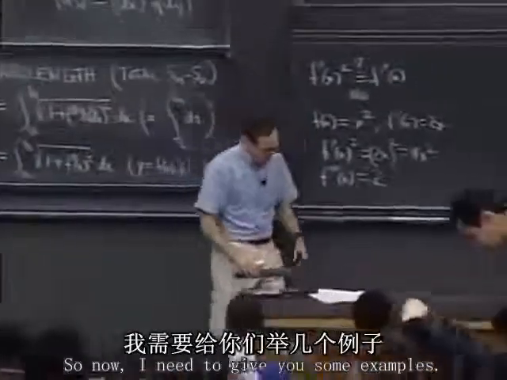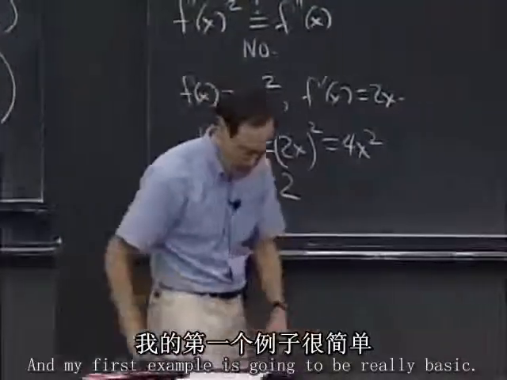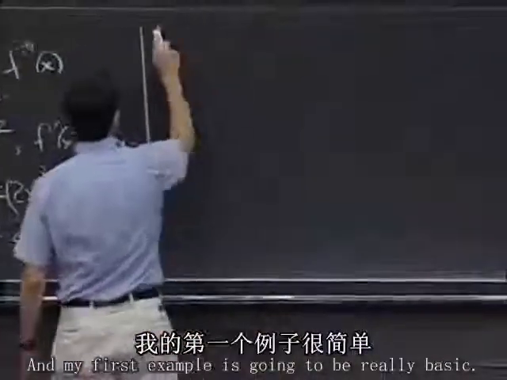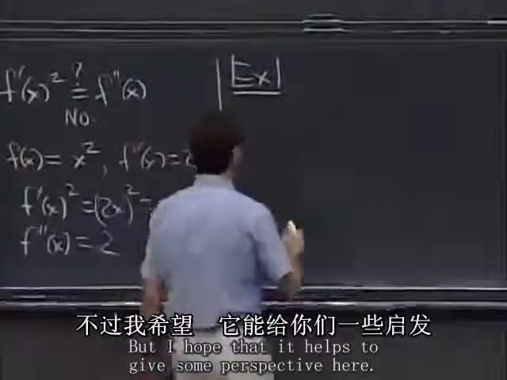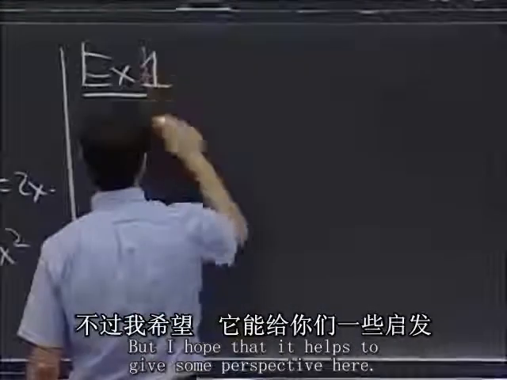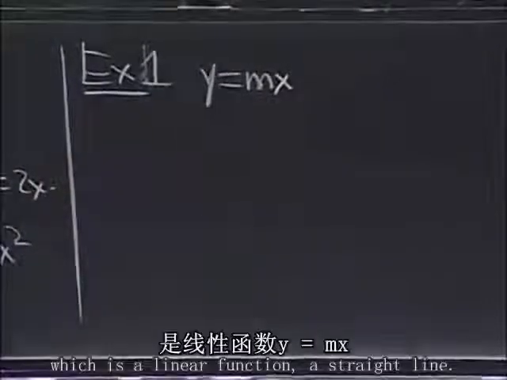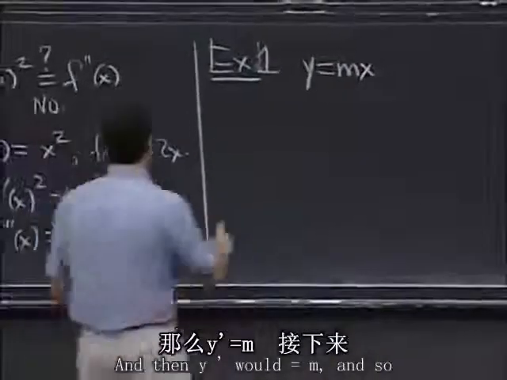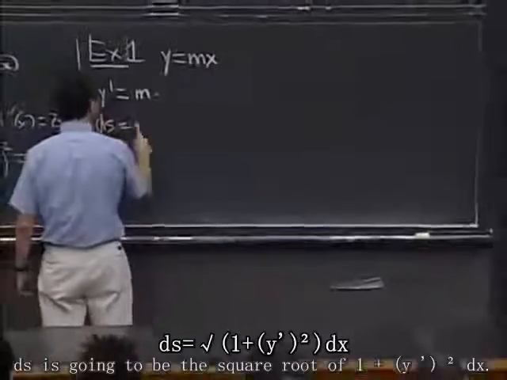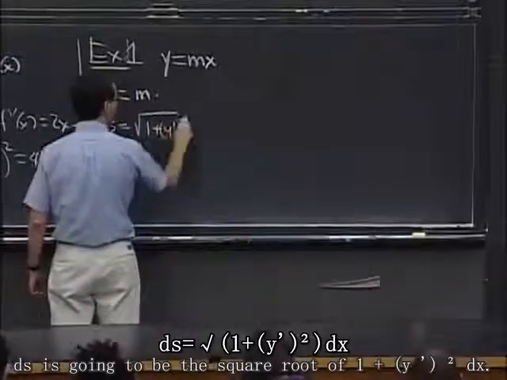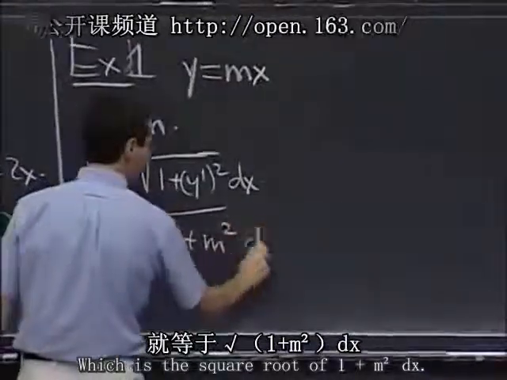All right. So now I need to give you some examples, and my first example is going to be really basic, but I hope that it helps to give some perspective here. I'm going to take the example y is equal to m times x, which is a linear function, a straight line. Then y prime would be m, and so ds is going to be the square root of 1 plus y prime squared dx, which is the square root of 1 plus m squared dx.